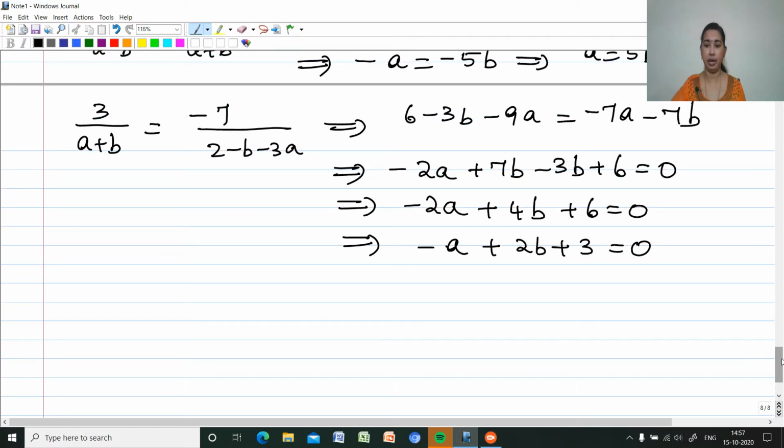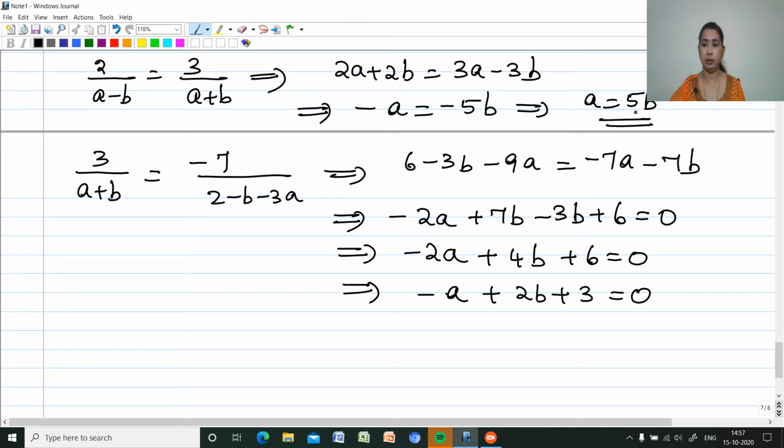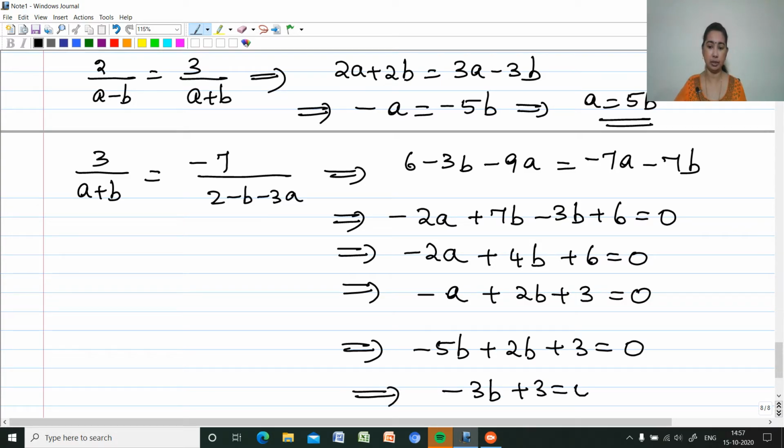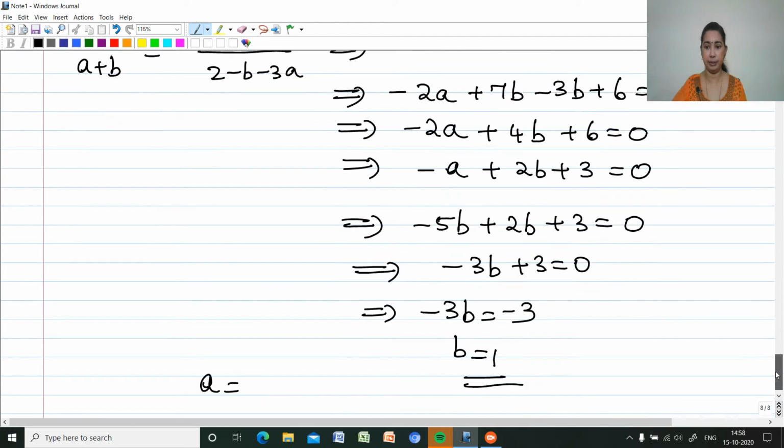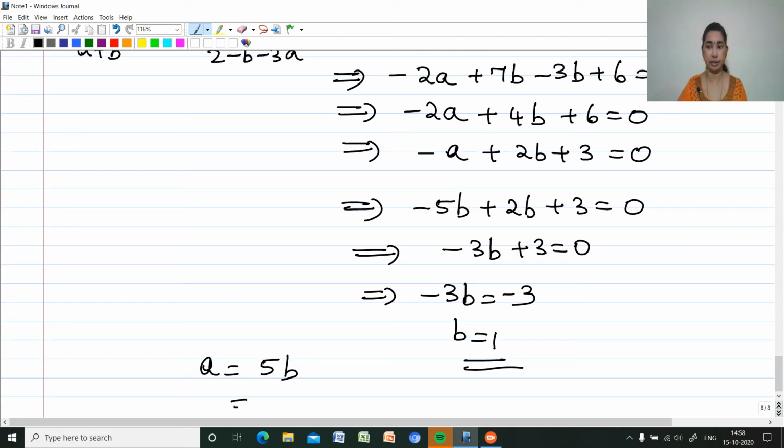Now instead of a, we have already got the value as 5b, that we will substitute here. So minus 5b plus 2b plus 3 equal to 0, that is minus 3b plus 3 equal to 0, or minus 3b is equal to minus 3, or b is equal to 1. So we got the value of b as 1. So how much is a? a is equal to 5b. So 5b means it is 5 into 1, that is equal to 5.